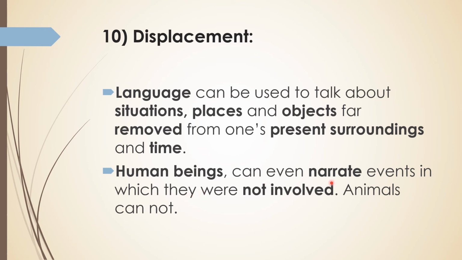Human beings can even narrate events in which they were not involved. Animals cannot. I can talk about a situation where I was not involved. I can talk about your situation. I can talk about your position where I was not involved, or am not involved at this moment, or will not be involved. Still, I can talk about that. But animals cannot. They cannot narrate events they were not present at. They cannot share their expressions and feelings outside of their situations, places, or time.